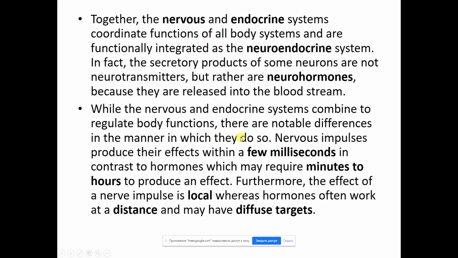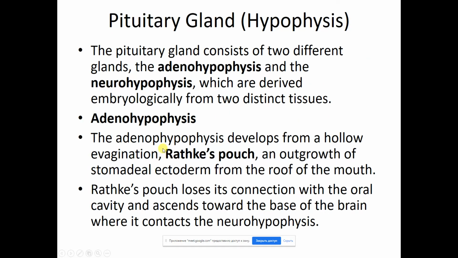Okay. Then together the nervous and endocrine systems coordinate functions of all body systems, and their function is integrated as a neuroendocrine system. You will understand from physiology. That's why I can skip these definitions. Let's directly start to talk about the pituitary gland, also known as hypophysis in the tradition of the Soviet Union classification. We name it hypophysis only, we don't have any other name for this.